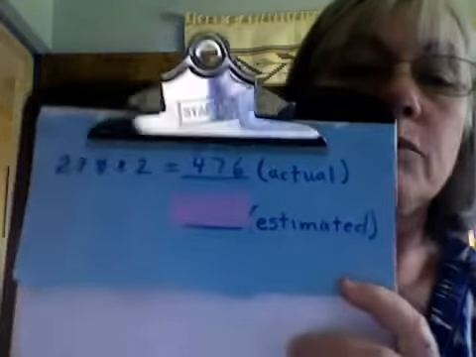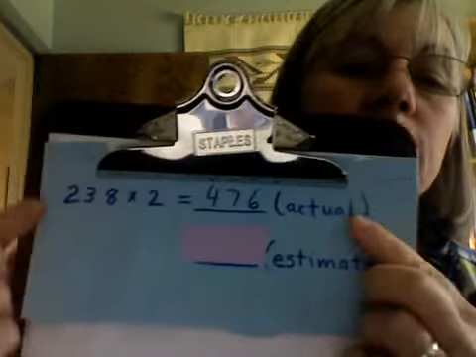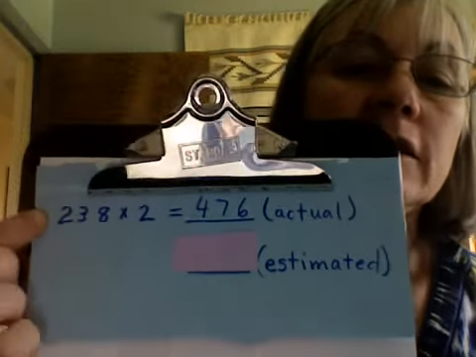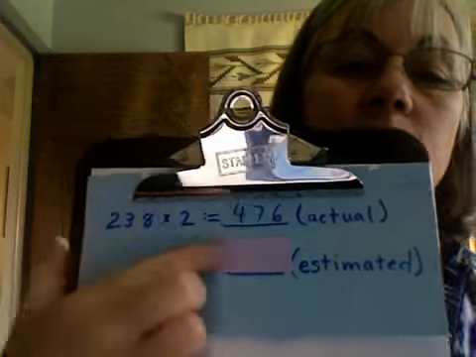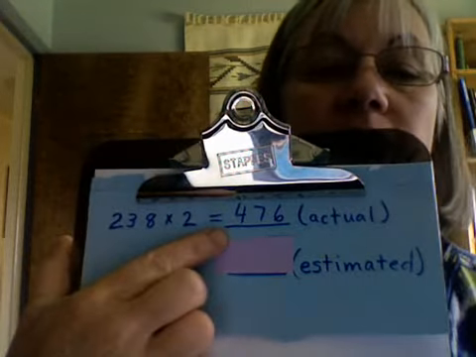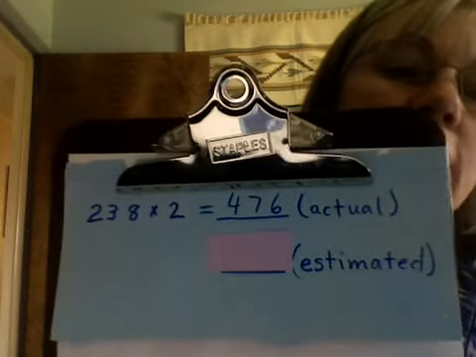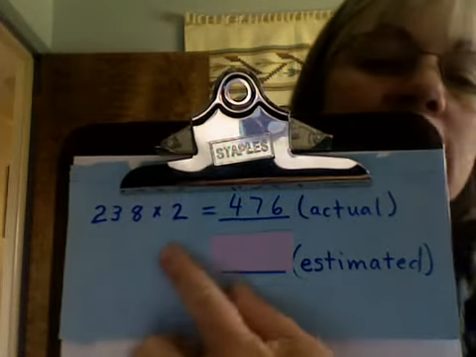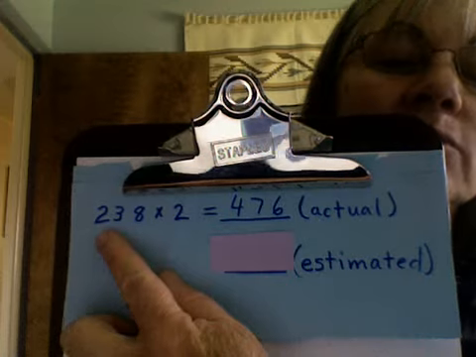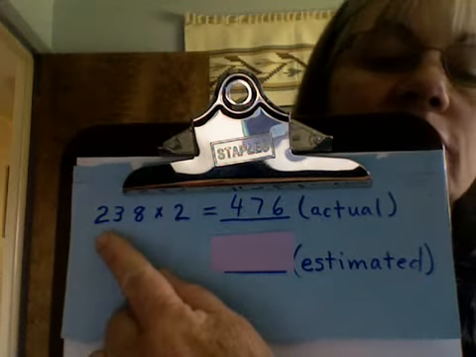Next, we'll use front-end estimation to see how accurate we are for a product. In the equation 238 times 2, the actual result is 476. This time we'll use front-end estimation, which means we use the leading digit of the more difficult number. In this case it's 238.